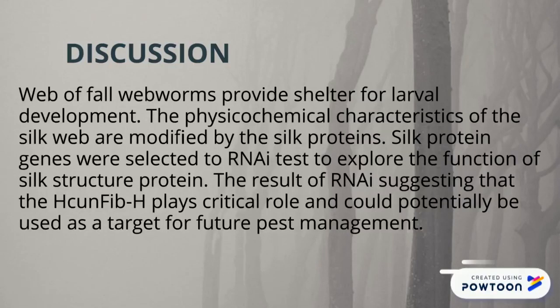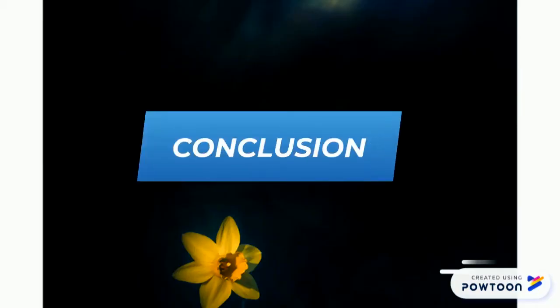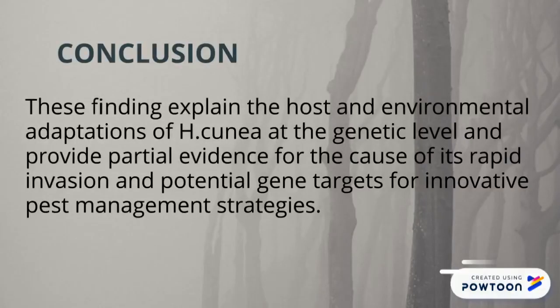The web of the fall webworm provides shelter for larval development. The physicochemical characteristics of the silk web are modified by the silk protein. A silk protein gene was selected for the RNAi test to explore the function of silk structural protein. The result of RNAi suggests that this gene plays a critical role and could potentially be used as a target for future pest management.